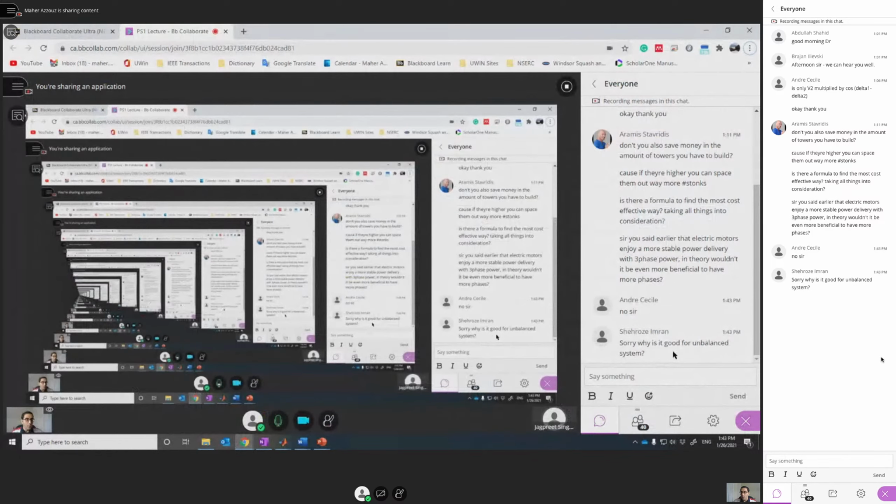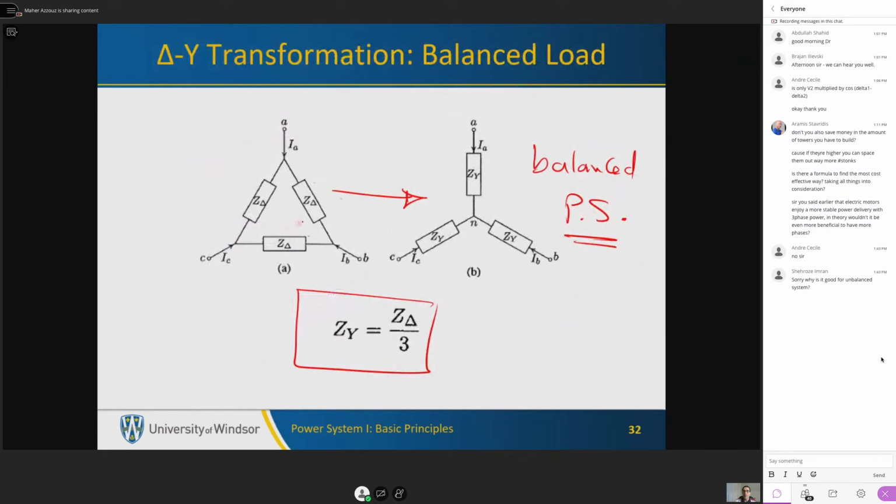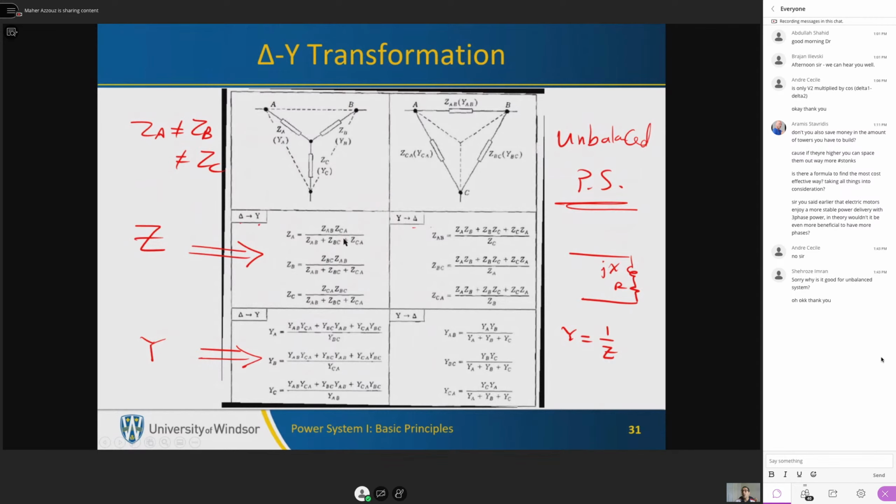Why is it good for unbalanced systems? Okay, let me go back to the slides. For unbalanced systems, loads are not even. So for instance, ZA, the impedance of phase A, does not equal ZB or ZC. So in this case, you have to use the generic equations to switch from delta to star. But for balanced systems, ZA is equal to ZB and ZC. And in this case, if we are dealing with a delta connected load, it is going to be equal to Z delta. So it is very easy to switch from delta to star using this simple equation. But if the system is unbalanced, then we have to use these generic equations.